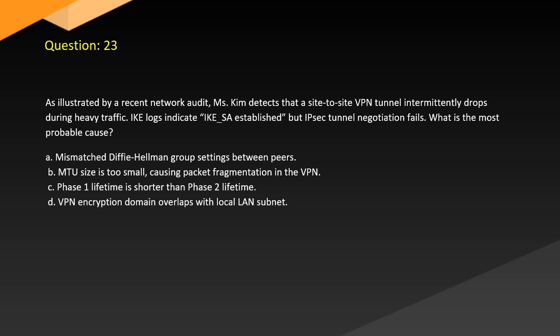Question 23. Illustrated by a recent network audit, ISKIN detects that a site-to-site VPN tunnel intermittently drops during heavy traffic. Logs indicate IKE established, but IPsec tunnel negotiation fails. What is the most probable cause? A. Mismatched Diffie-Hellman group settings between peers. B. MTU size is too small, causing packet fragmentation in the VPN. C. Phase 1 lifetime is shorter than Phase 2 lifetime. D. VPN encryption domain overlaps with local LAN subnet.